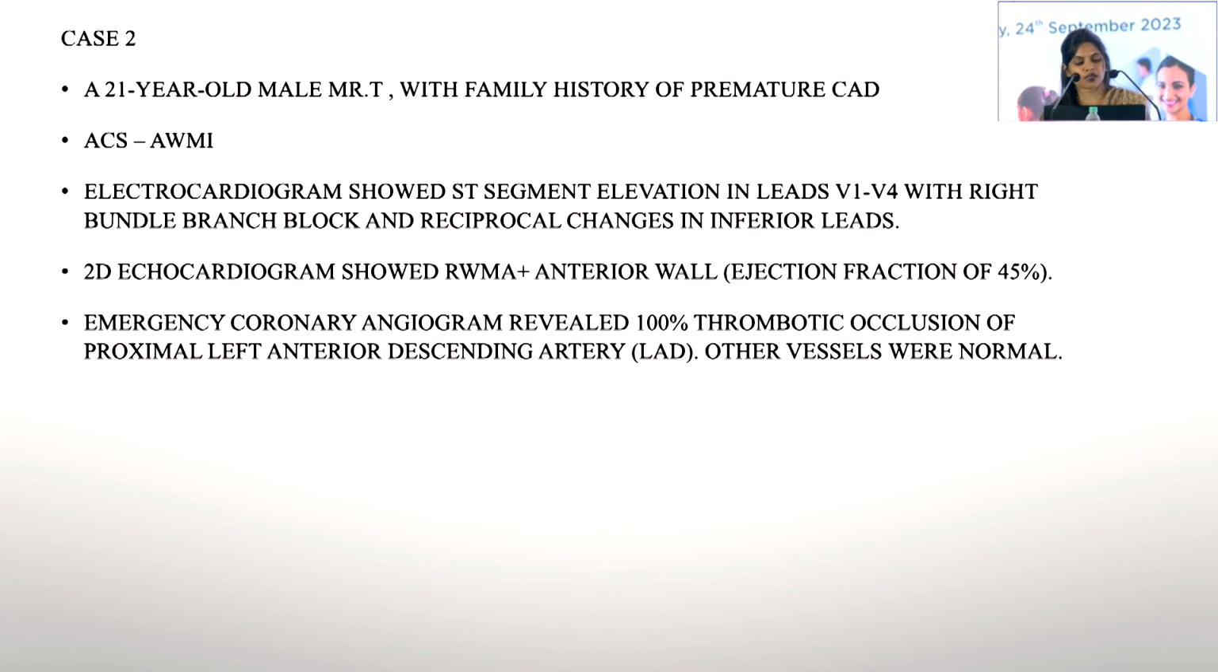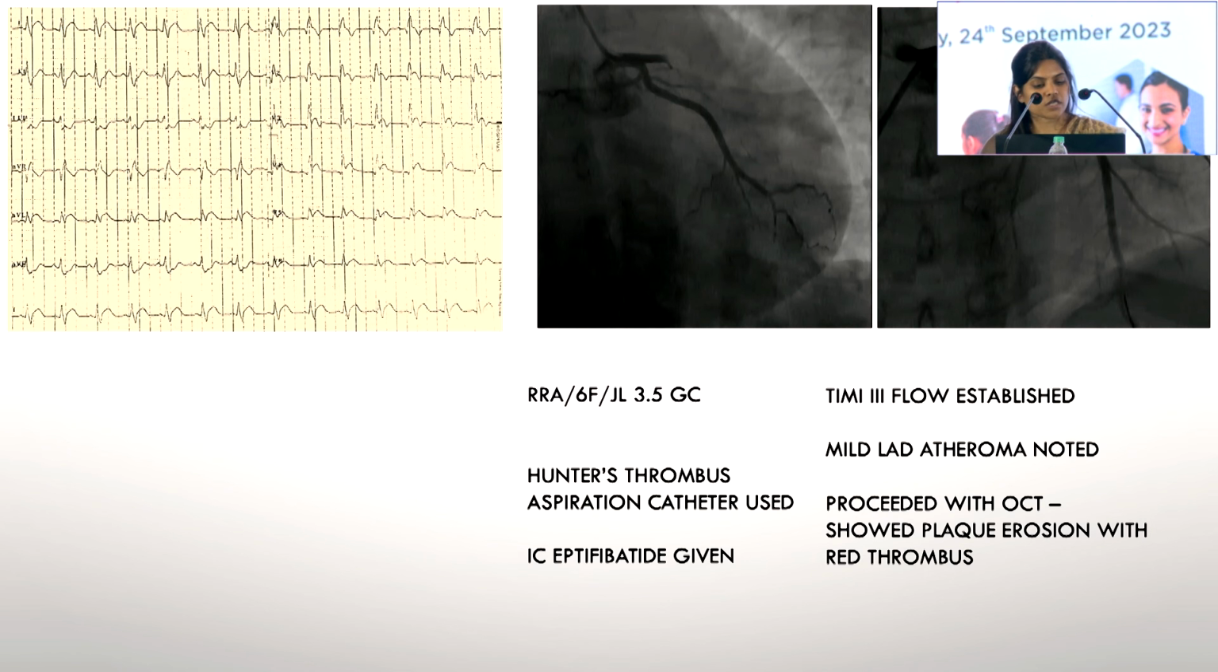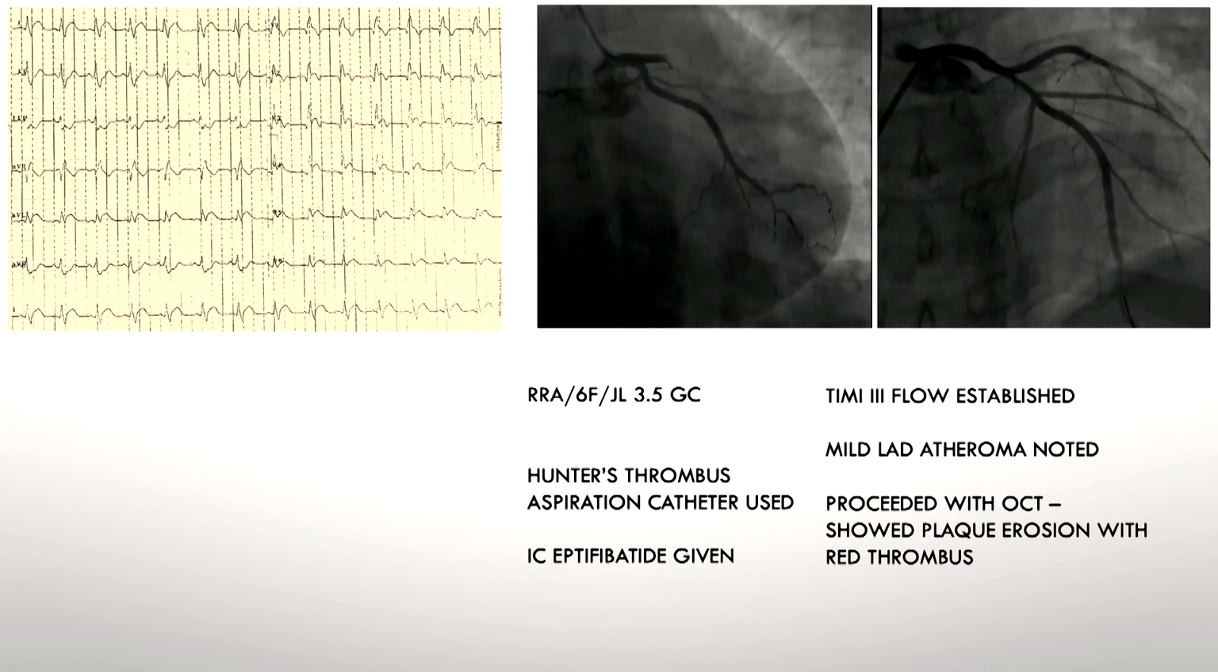And then this is the last case, a 21-year-old male who presented with anterior wall MI. He's a football player. Apart from a premature family history of CAD, there's no other significant history. This is the presentation ECG, which had RBBB with ST elevation. This is the initial angiographic picture, which showed a 100% occluded proximal LAD. We did a thrombus aspiration in this patient also, which showed mild mid-LAD disease.